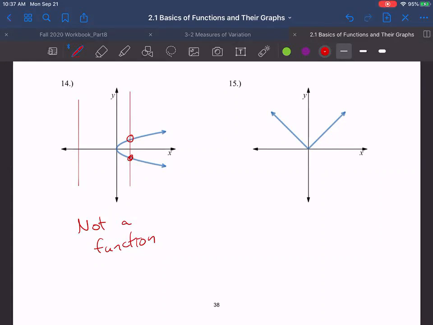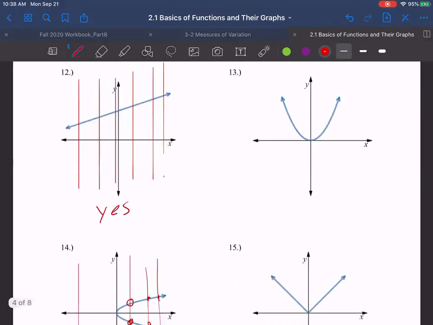All right, you only need just one location on the graph where a vertical line hits it twice, and all of a sudden it's not a function. You don't have to have multiple places. This one has multiple places. All of these places it's going to hit it twice. Any one of those says, all right, not a function. All right, so I want you to take a look at 13 and 15 and see if you can determine if they are functions or not based on the vertical line test.